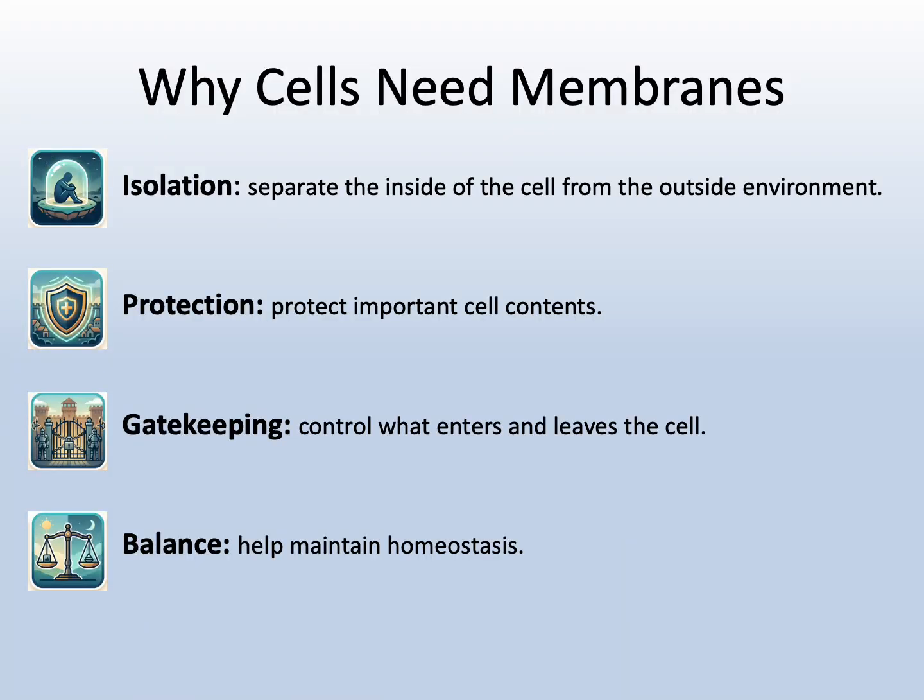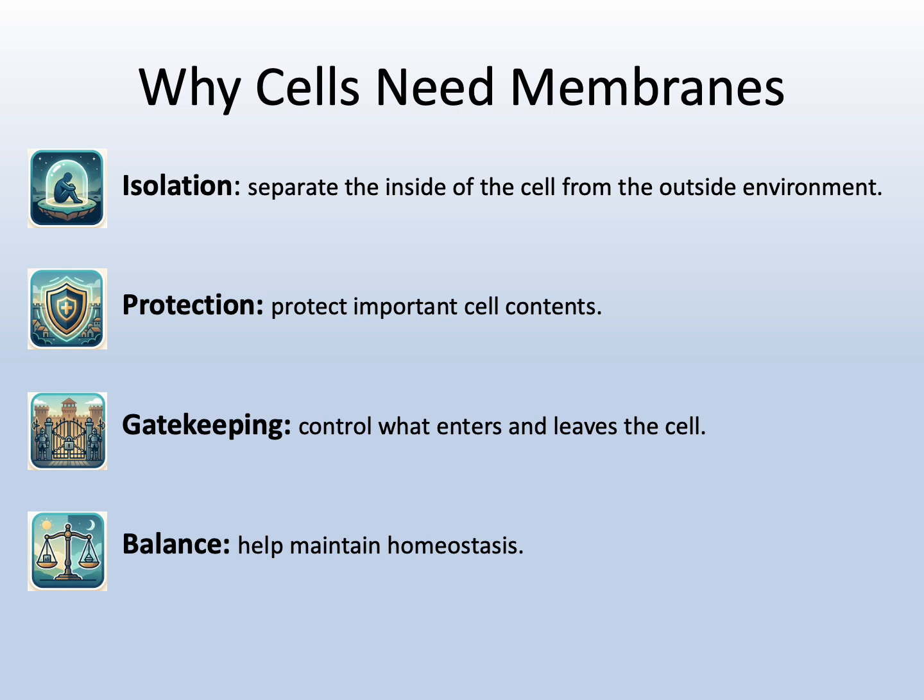So first, why do cells need membranes? Imagine trying to live in a house with no walls, no doors, and no windows. Everything could rush in or out and things would get chaotic pretty quickly. Cells face the same challenge. That's why every cell is surrounded by a membrane. The cell membrane acts like a protective boundary separating the inside of the cell from the outside world. But it's much more than just a wall. It carefully controls what enters and leaves the cell.